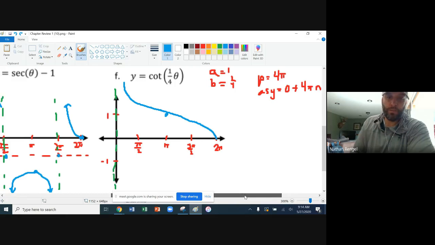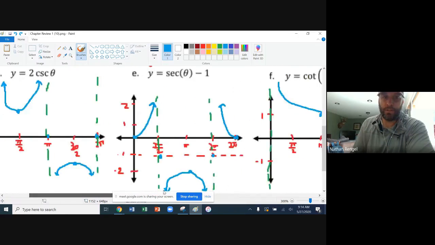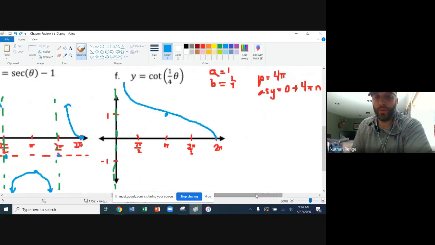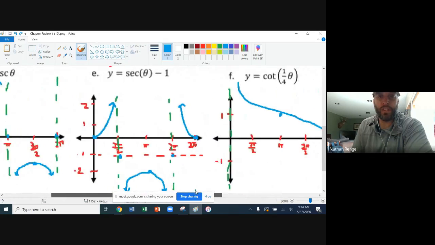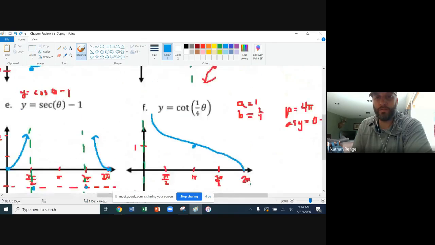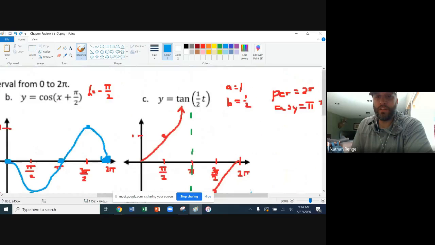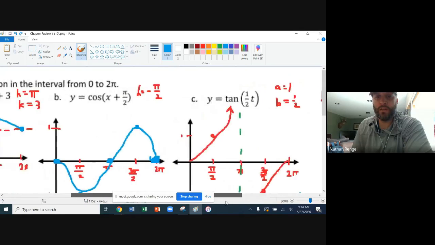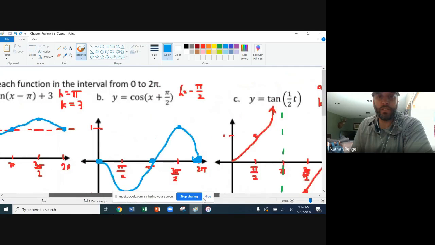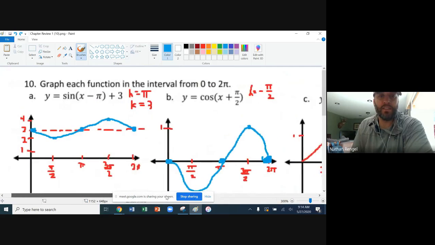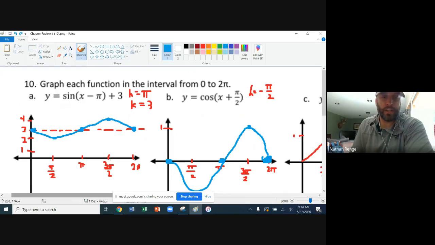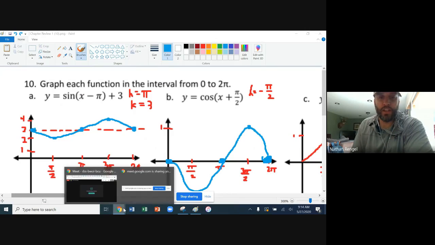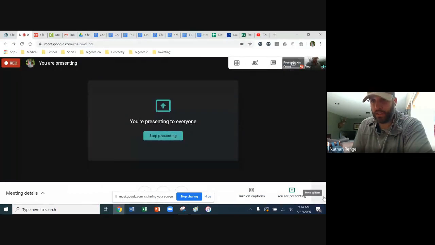So there's one practice for each type of graph. If you go to 13.8 video help, you'll see more of these secant, cotangent graphs. Tangent is in 13.6, so if you go to the 13.6 video help, cosine is in 13.5, and then sine is in 13.4. So there's where you can find extra help on those types of problems.